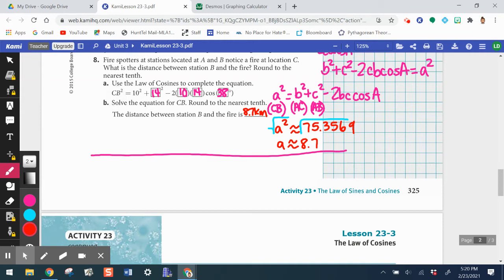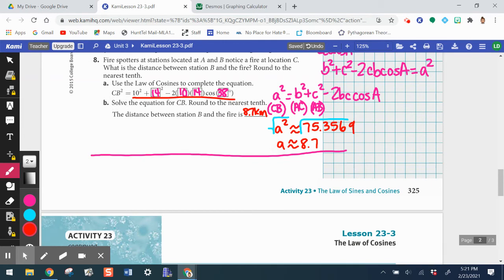So CB, which we're calling a, is equal to 10 squared, which is the length of AC, which we're calling b, plus c squared, which again is the length of AB, which is 14, minus 2 times 10 times 14 times the cosine of the only angle we actually know, which is 38 degrees. Now, I want to remind you that this says CB squared, or a squared, equal to. So when I go through the process of putting this in my calculator, we have to remember at the very end to take the square root of this measure to find the distance from C to B.